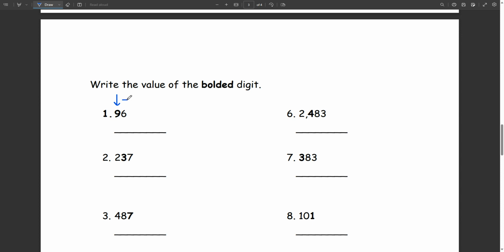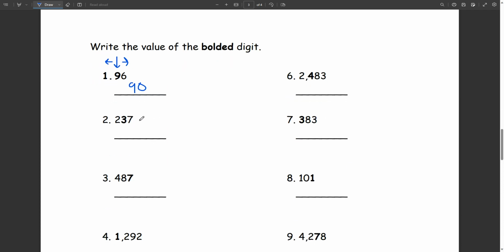So whatever on the right is just going to turn into zeros. And then whatever on the left side of the bolded number will just be crossed out. So for number 1, there's nothing to the left of 9. So there we have nothing to worry about here. And then to the right, there's a 6. And like we said before, it turns into 0. So it becomes 90.